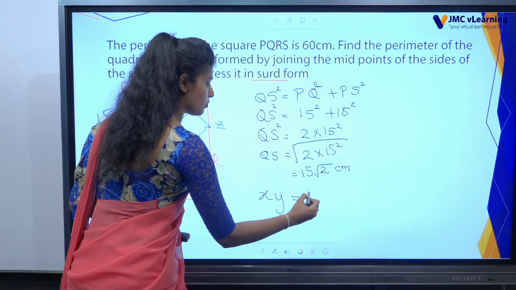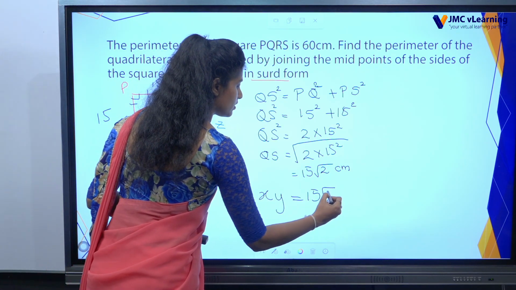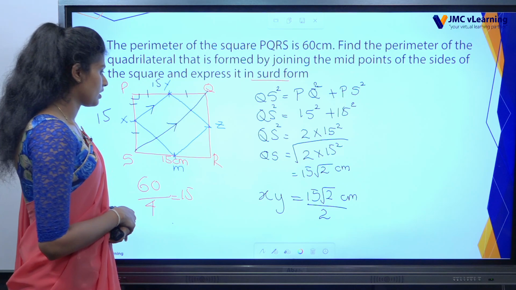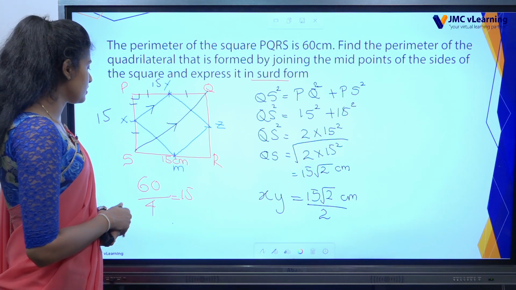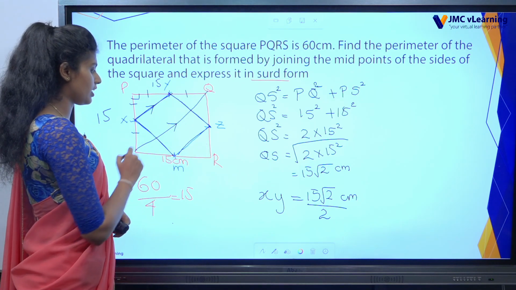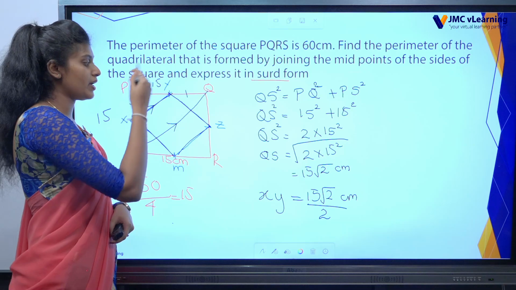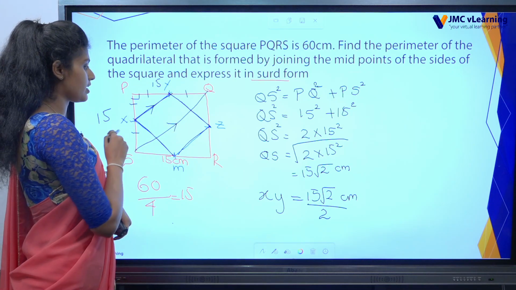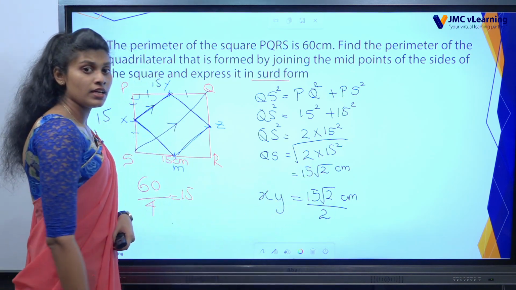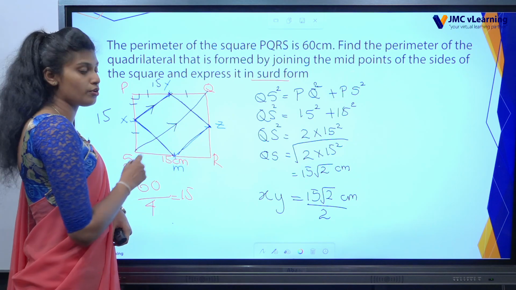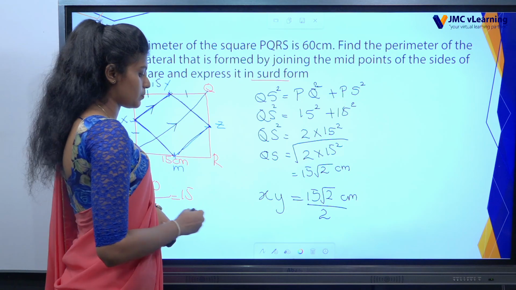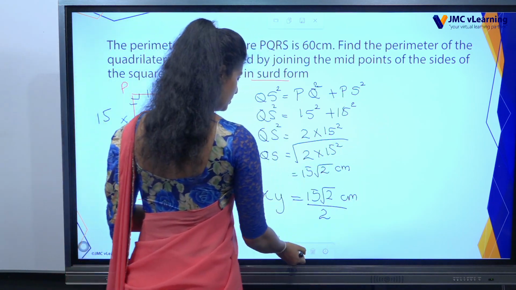Then XY is equal to 5 square root 2 over 2 centimeter. Then by considering, you can see all these lengths are also equal to each other. So to find the perimeter of this Y, X, M, Z part, you have to multiply this XY side by 4 because there are 4 sides, all the 4 sides are equal in length. Then let's multiply this one by 4. Then let's find the perimeter.